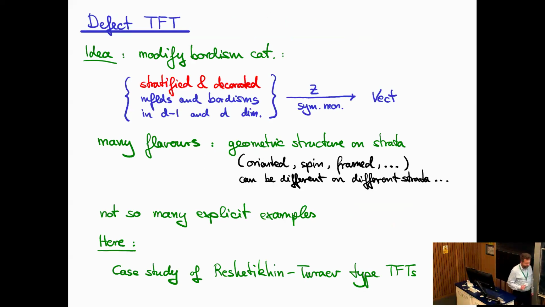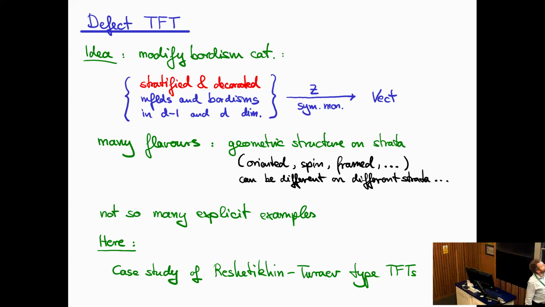We luckily already just heard a talk by Ilka, who already explained how you describe topological field theories with defects as functors out of a stratified bordism category. So that's also my point of view. So what do I mean by a defect TFT? You just modify the bordism side, but the rest of the formalism stays the same.